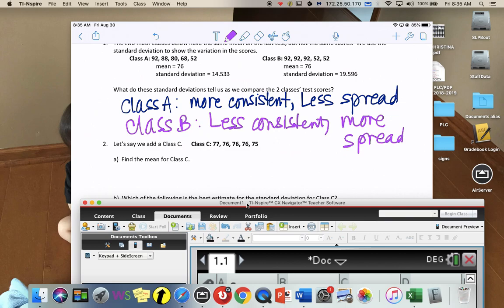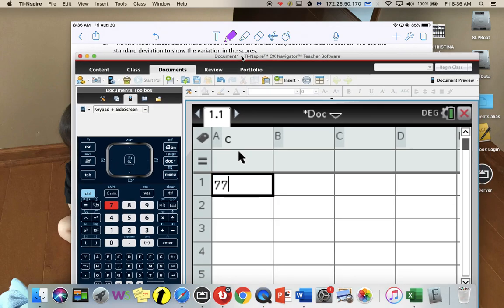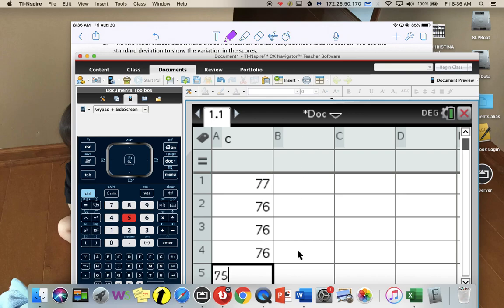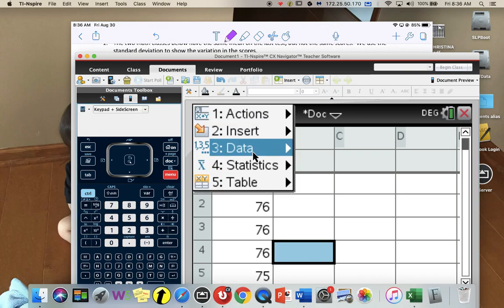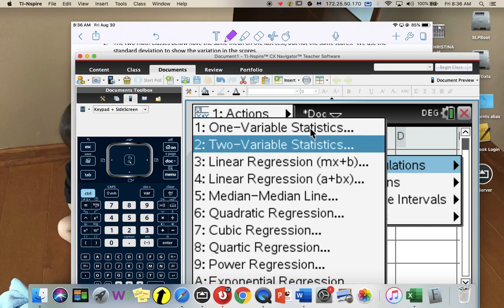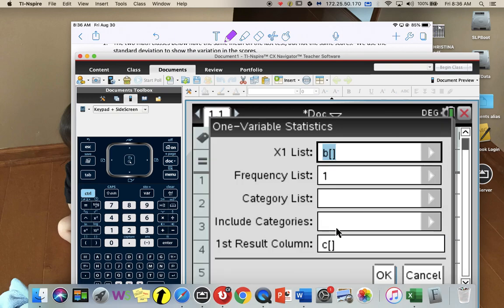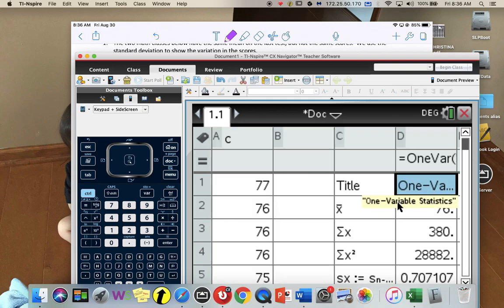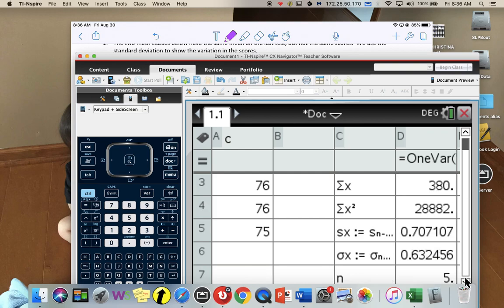Looks like the average probably is about the same. So 77, 76, 76, 76, 75. Go to an open cell. It's menu 4, 1, 1. Okay, here's our list, and then here's the average. You can see the average is 76. I would expect the standard deviation to be really low because they're all about the same. And here's our standard deviation, 0.6.